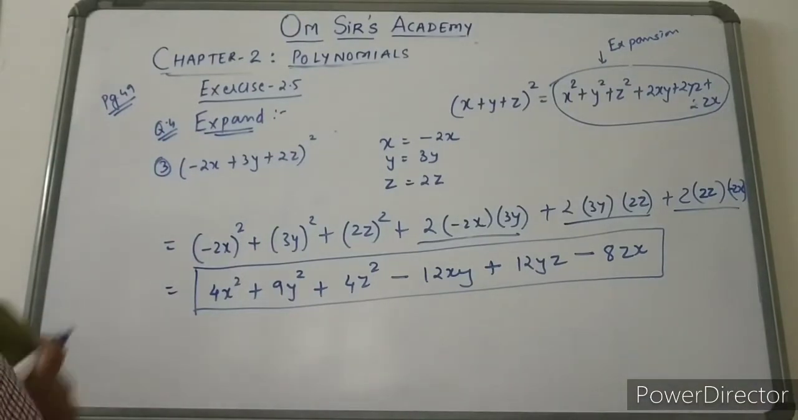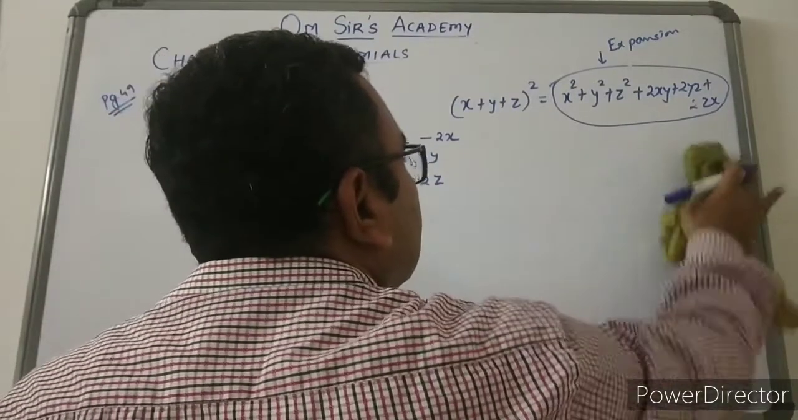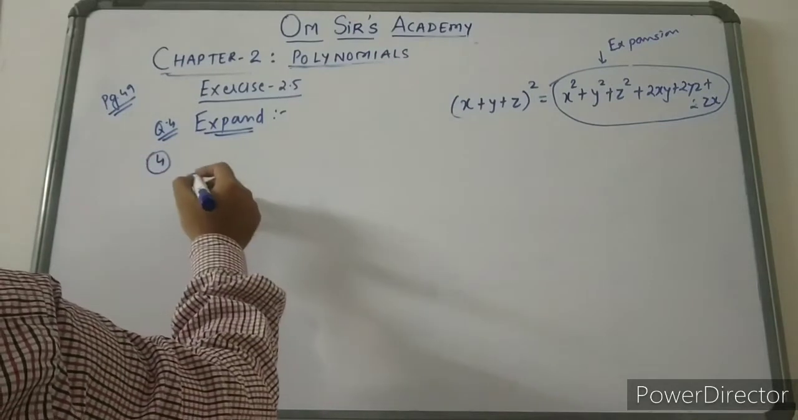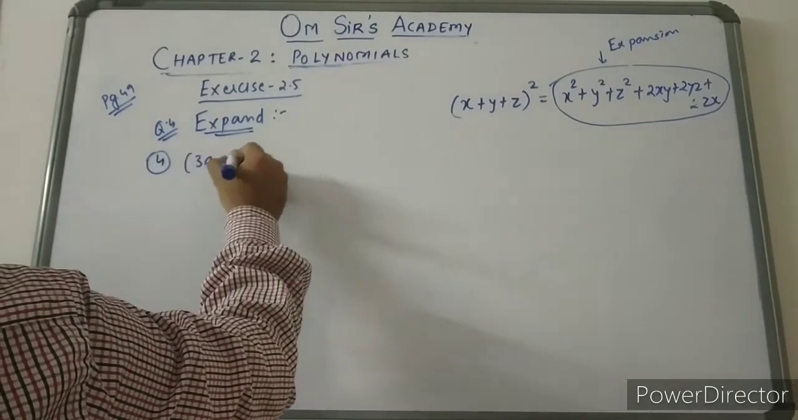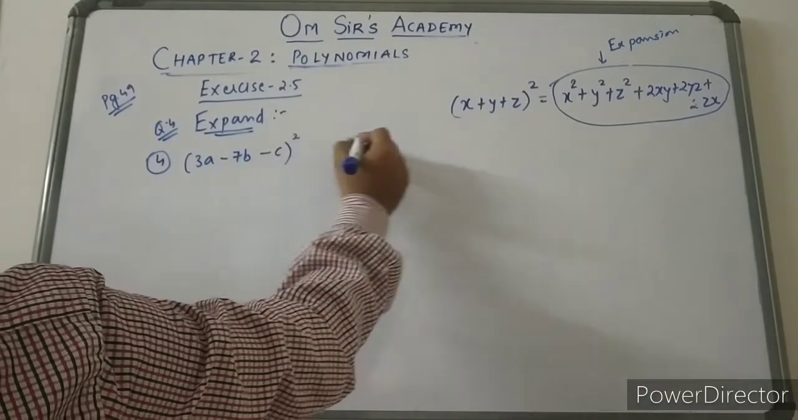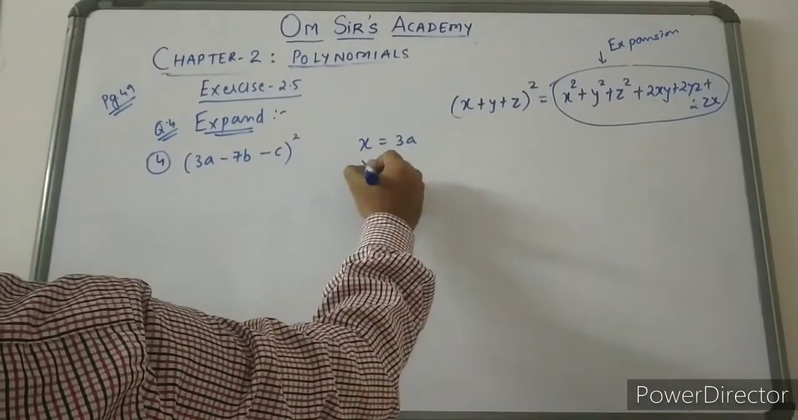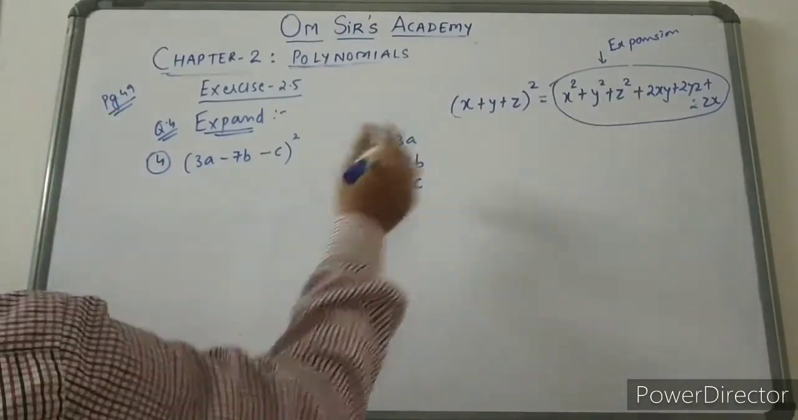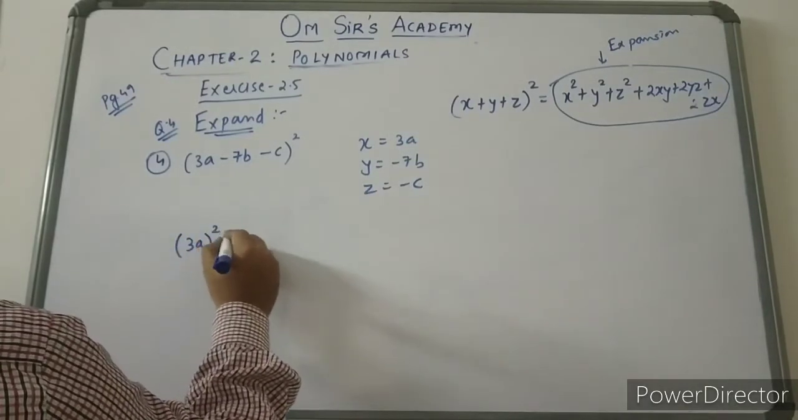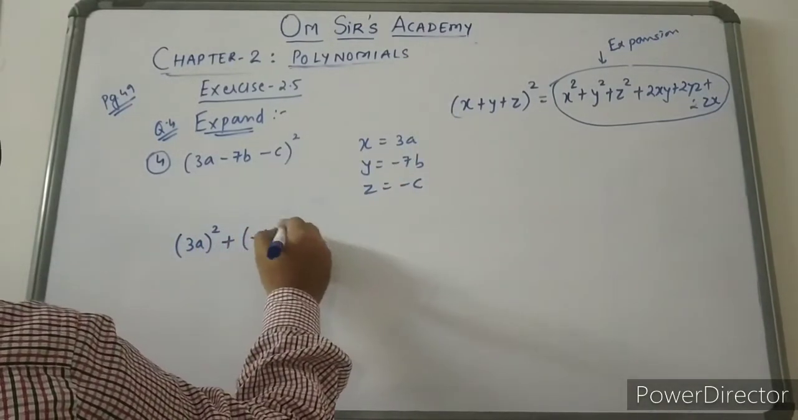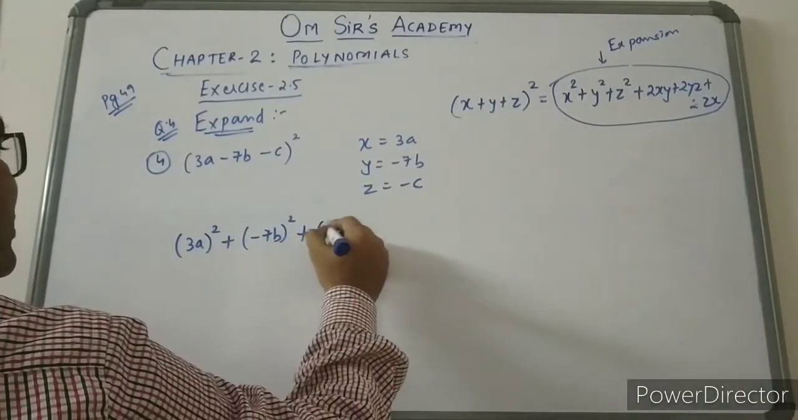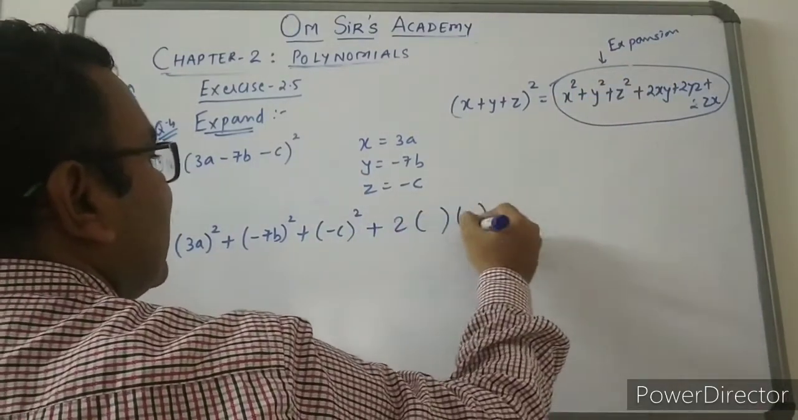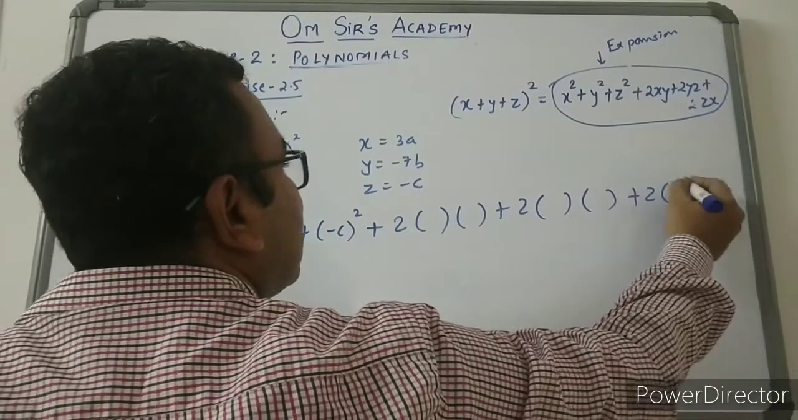Now we move to the fourth sum. Fourth sum is 3a minus 7b minus c the whole square. Here instead of x it is 3a, instead of y it is minus 7b, and instead of z it is minus c. Solution of this will be x square. X square will be what? 3a the whole square plus y square, that is minus 7b the whole square, plus z square, that is minus c the whole square. Okay, plus 2xy plus 2yz plus 2zx.